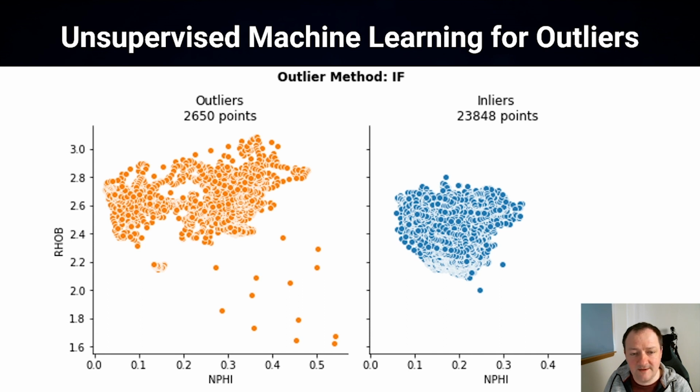There is some overlap between the points, and this is due to viewing only two dimensions of the data, RHOB and NPHI. As mentioned, there are several other input curves that were used in this model, and these could influence whether a point is detected as an outlier or not.